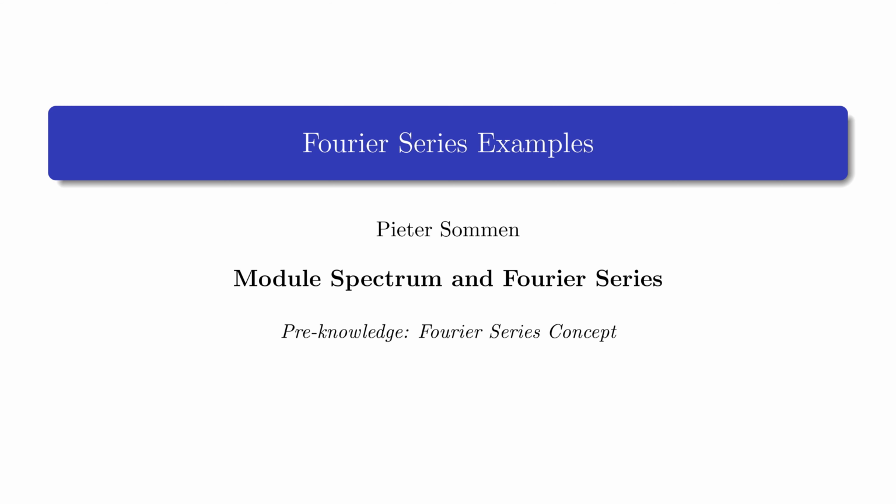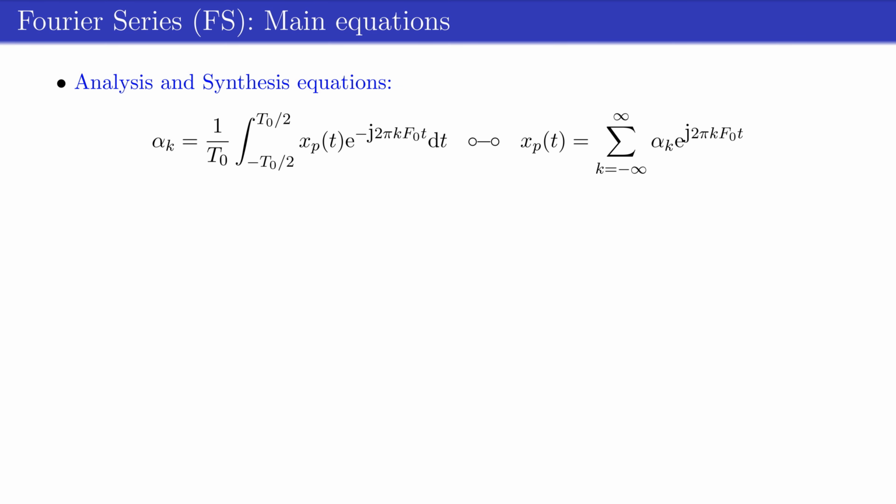In this video we will treat some illustrative examples of the Fourier series expansion. In these examples we will use the Fourier analysis and synthesis equations, in which the signal xp of t represents the periodic signal with fundamental period t0, which equals 1 divided by the fundamental frequency f0. The weights alpha k represent the spectral content of the periodic signal xp of t.